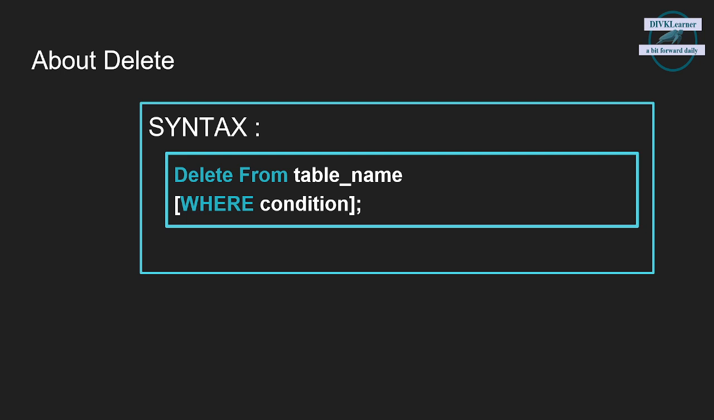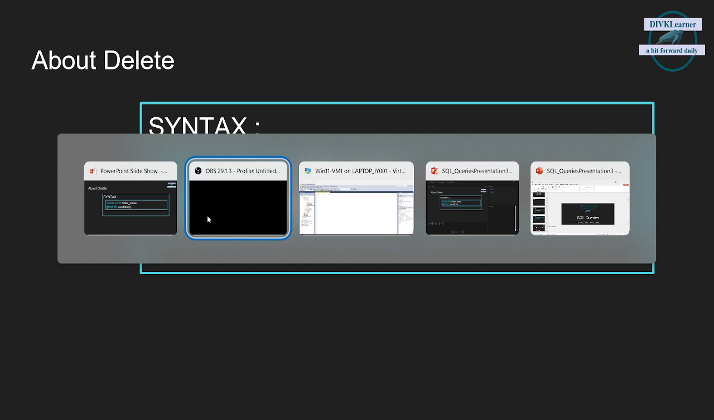So let's see the syntax of the delete statement. Delete from, then specify the name of the table. Then you have to specify the where condition. So let's move to SQL, where we will see how we can use the delete statement with where and without a where clause.